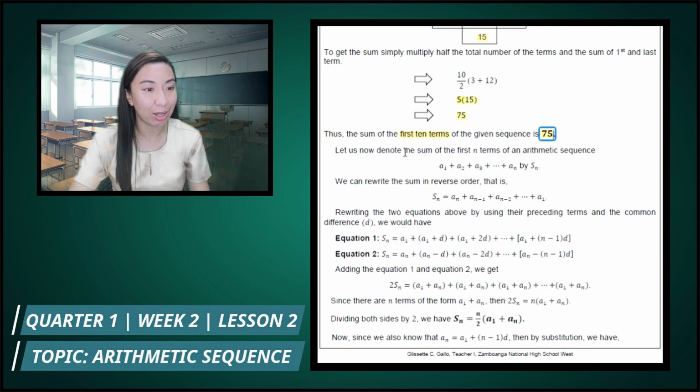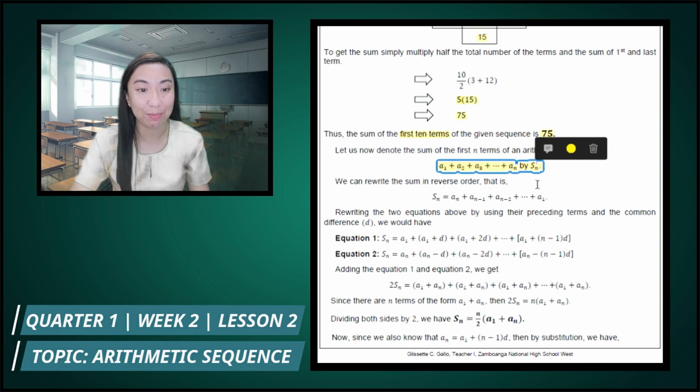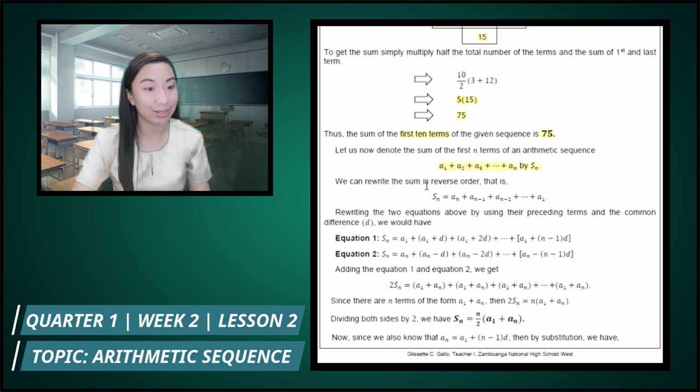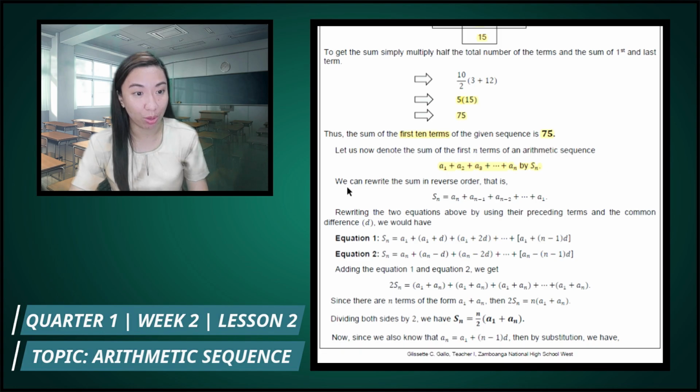Now let us denote the sum of the first n terms of an arithmetic sequence, which is a sub 1 plus a sub 2 plus a sub 3 plus until a sub n, by s sub n. Again, s sub n is the sum of n terms of an arithmetic sequence. We can rewrite the sum in reverse order. That is, s sub n is equal to a sub n plus a sub n minus 1 plus a sub n minus 2 until a sub 1.